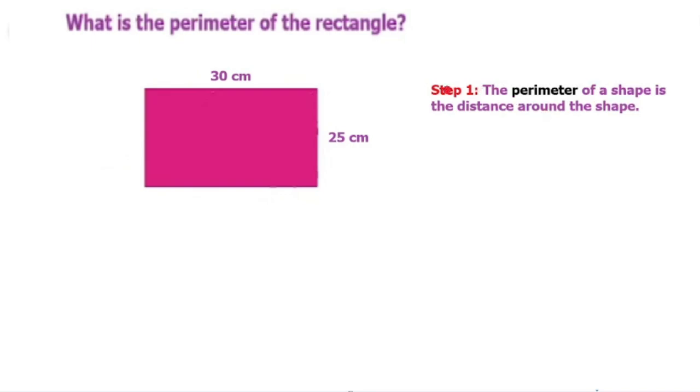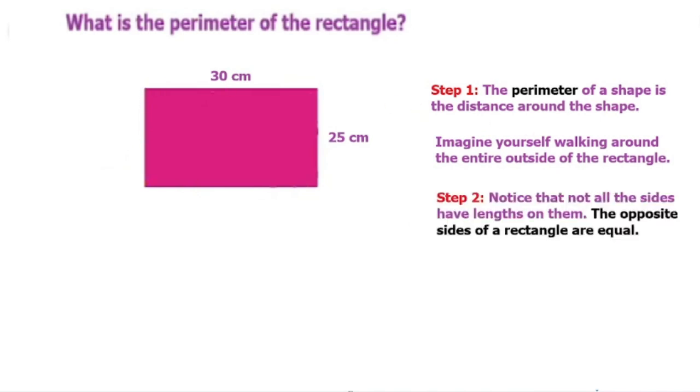So the first thing to do, step one: the perimeter of a shape is the distance around the shape. So you need to understand what perimeter means. The perimeter of a shape is the distance around the shape. So imagine yourself walking around the entire outside of the rectangle. You could start here, walk here, walk here, walk here, walk here, and then end up exactly where you started.